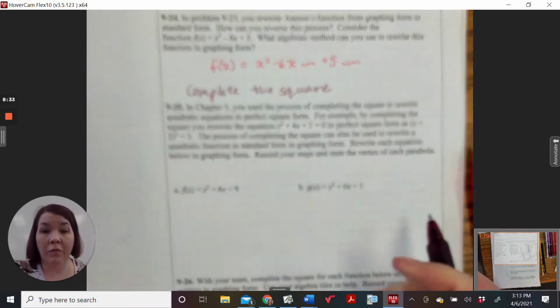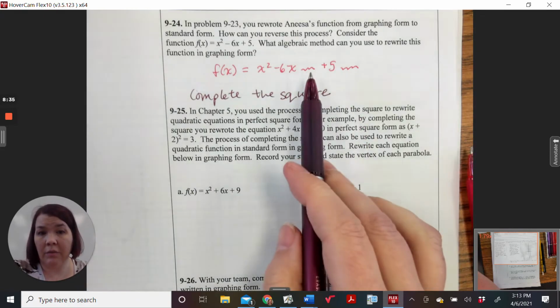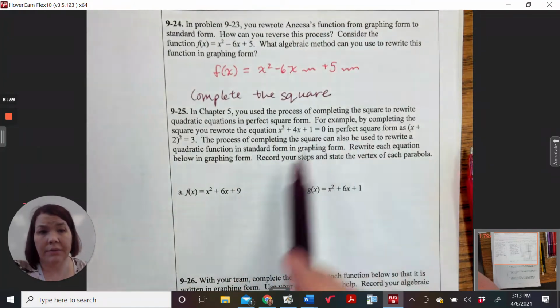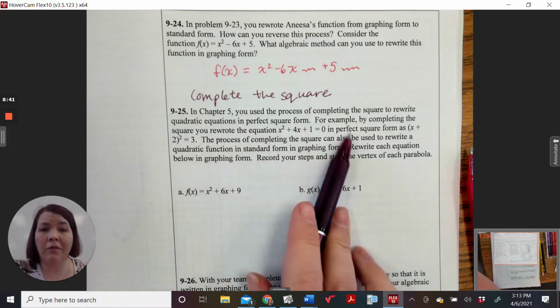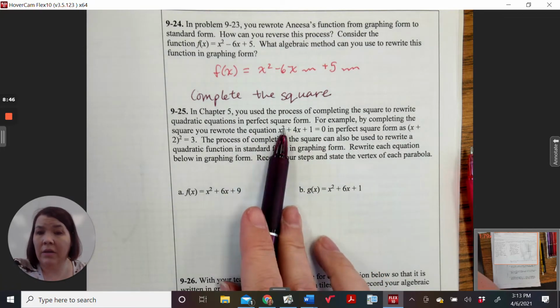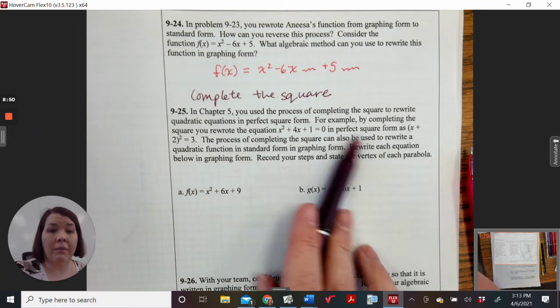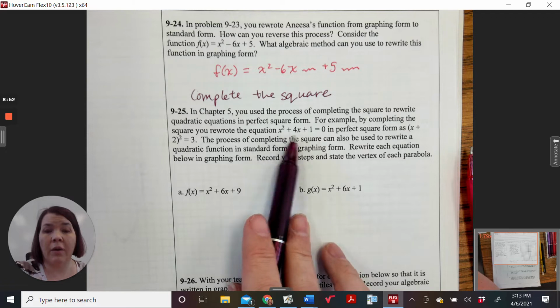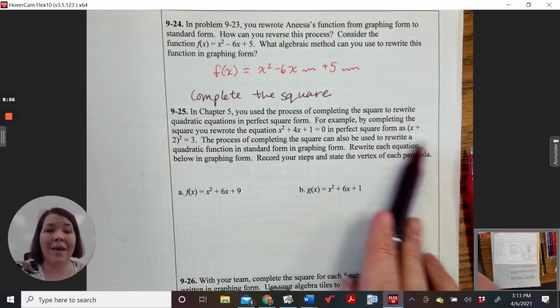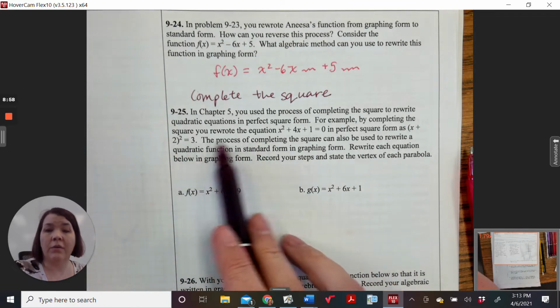Okay. So we've completed the square before. We know how to do it. That's where my swivel comes in. I'm not asking you to do it here. I'm just reminding us. In chapter 5, we used the process of completing the square to rewrite quadratic equations in what we call perfect square form, which is also graphing form. For example, by completing the square, we would rewrite x squared plus 4x plus 1 equals 0 in perfect square form as (x plus 2) quantity squared is equal to 3.